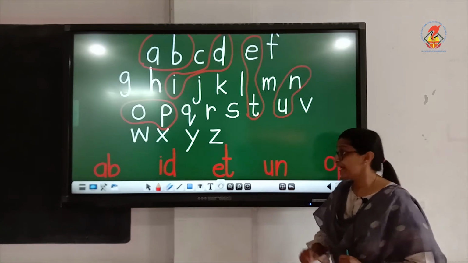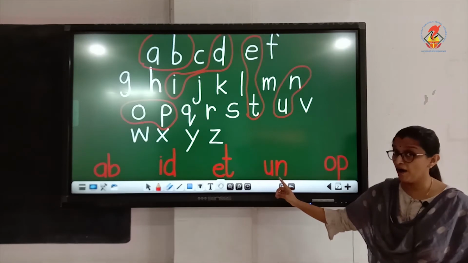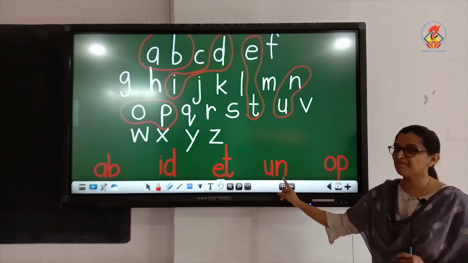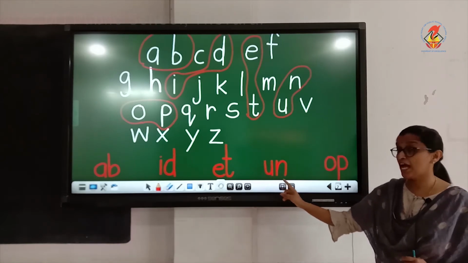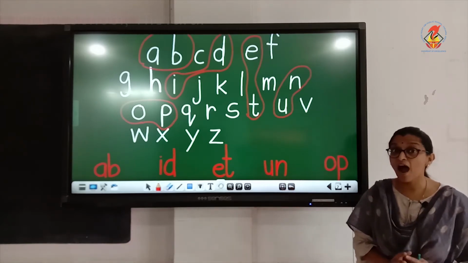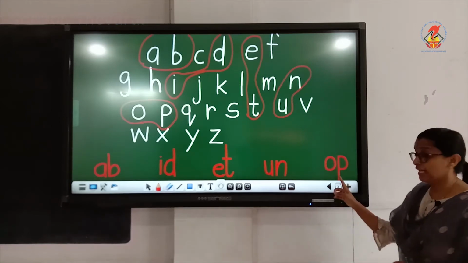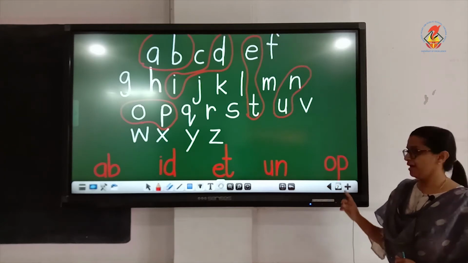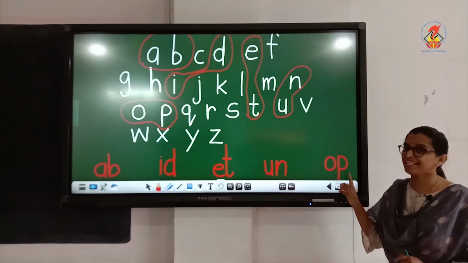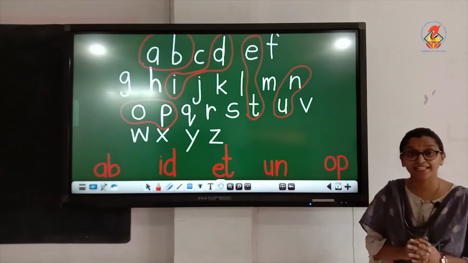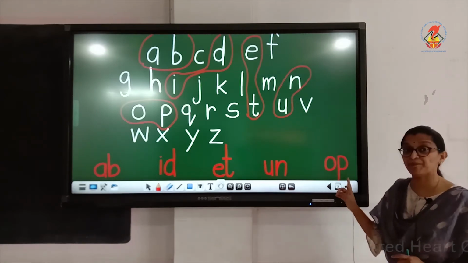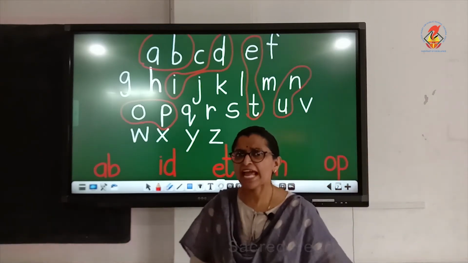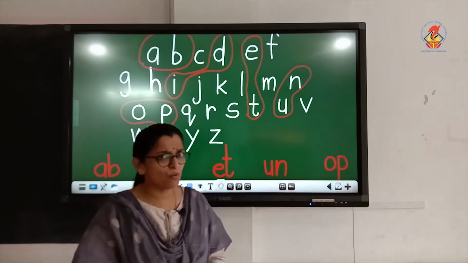et. The fourth group said, I am letter U, and I am letter N, and together we make un. The last group said, I am letter O, and I am letter P, and together we make op. Children, do you think any of these groups make a word?